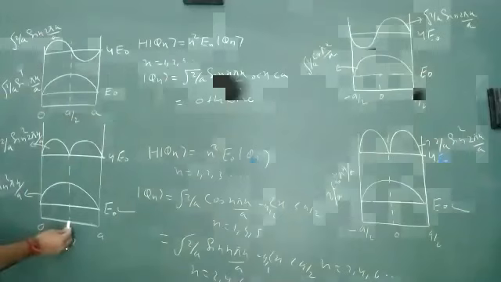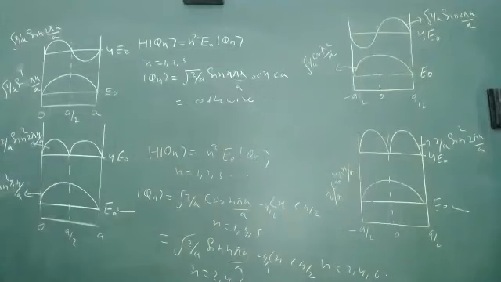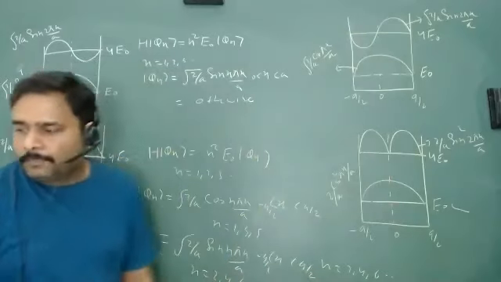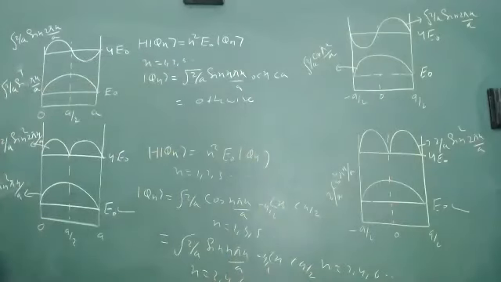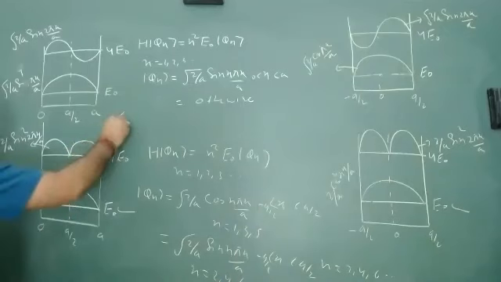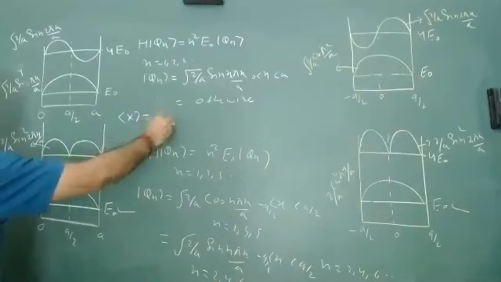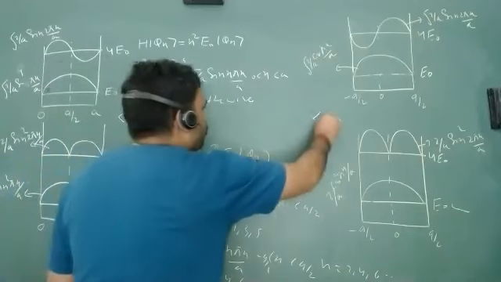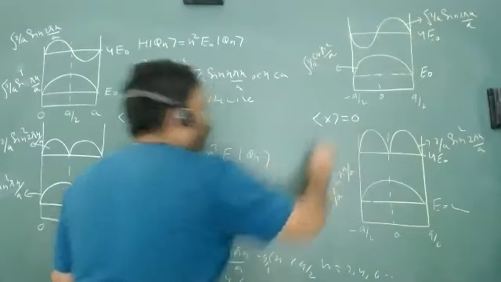Because you can see in the ground state, the maximum is at a by 2, and that is the center of the box. And here also the maximum is at the center of the box. What will happen when you calculate the expectation value of x? In this case, you can easily calculate that the expectation value of x is equal to a by 2 for any energy eigenvalue. And here you will calculate the expectation value of x on any energy eigenvalue is 0.